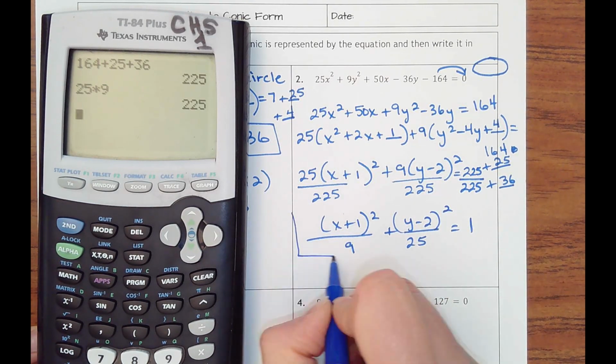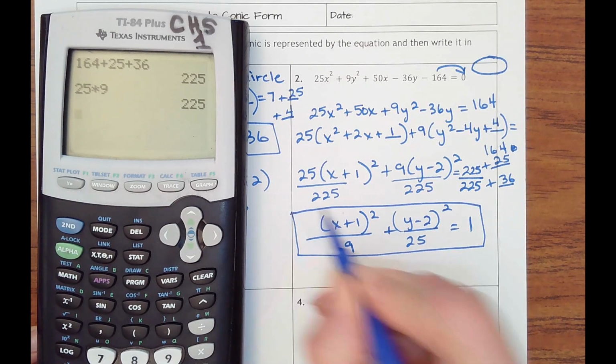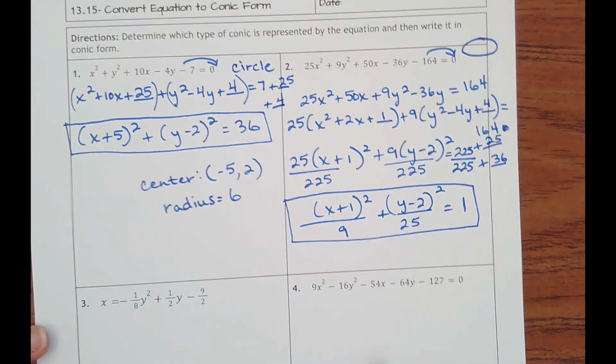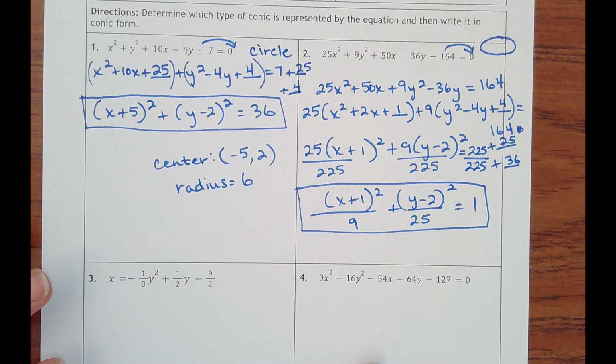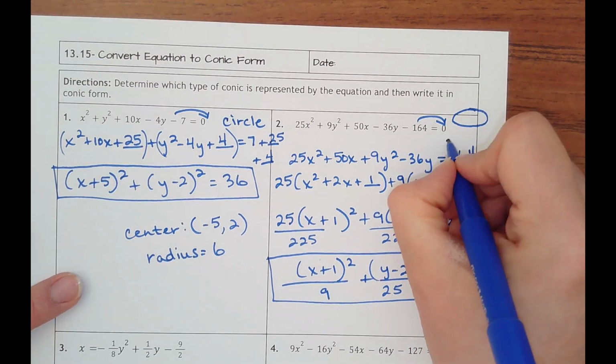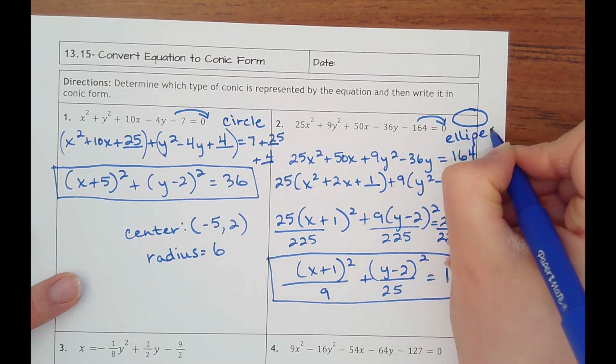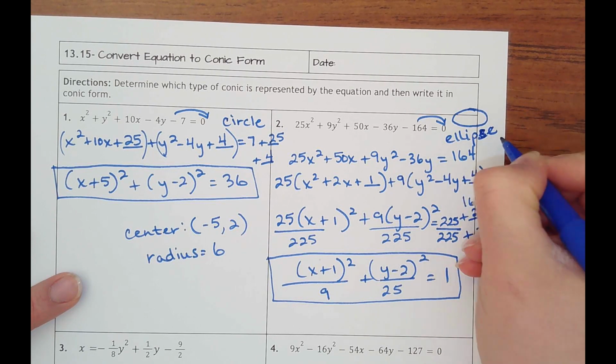Don't do it if you don't understand it. I'm just trying to speed it up. All right, so we're done with that one. Number 3. I didn't even write. Let me write that this is an ellipse. Because again, you're gonna have to do that on Delta Math.